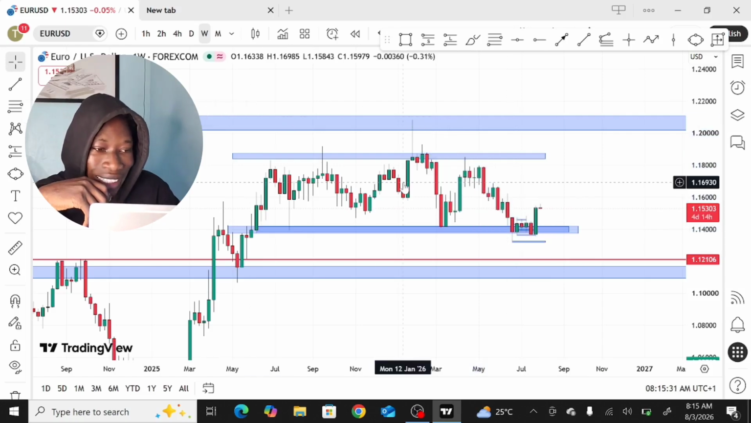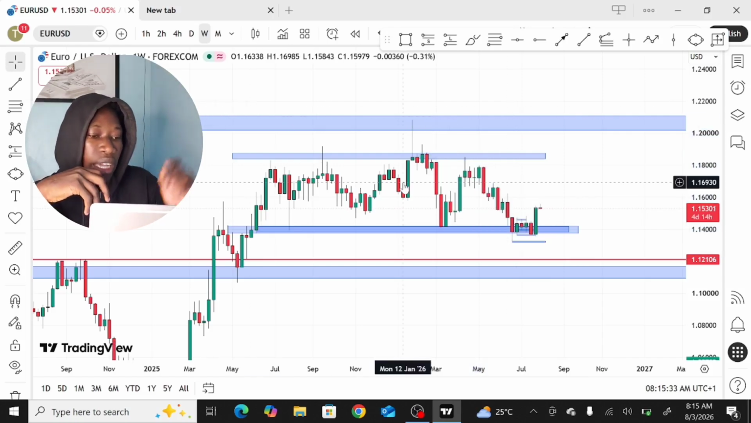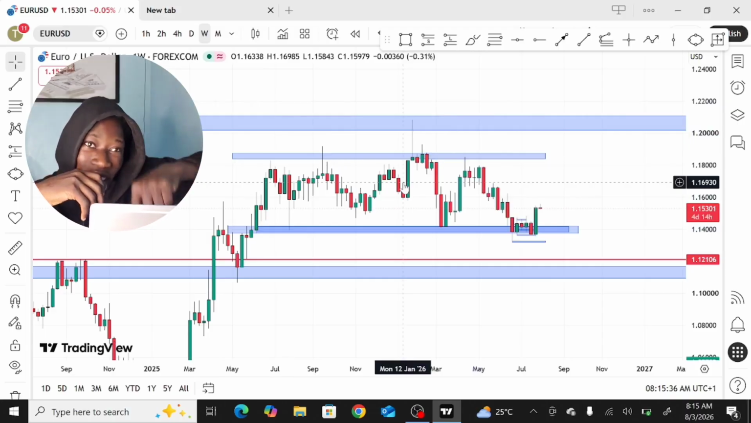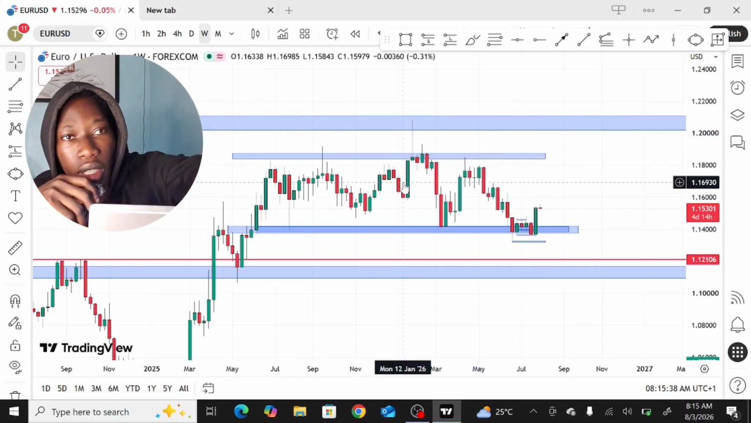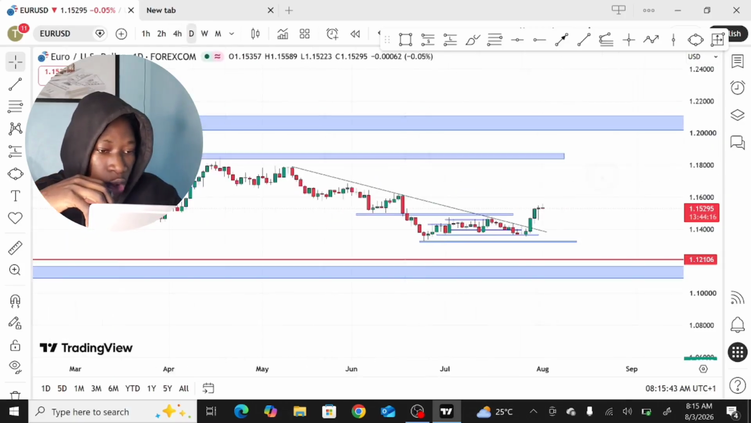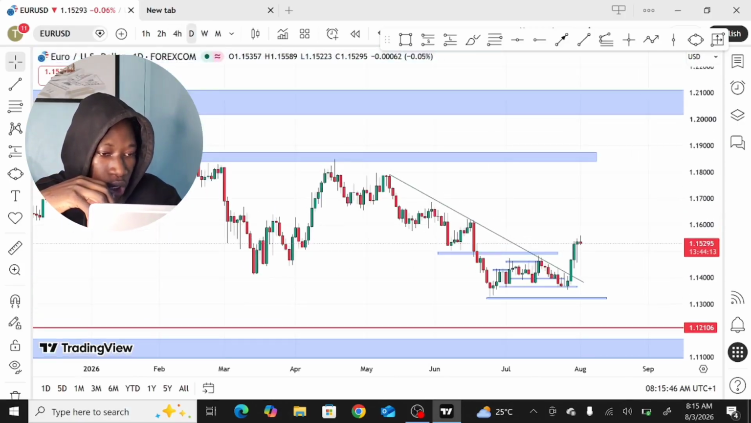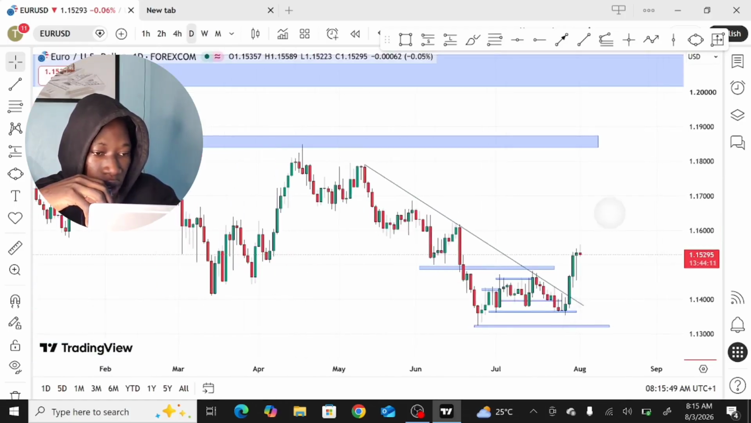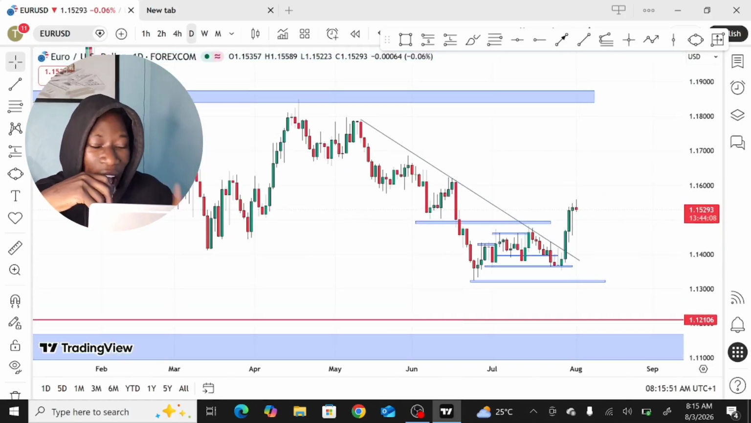Now let's go to the daily time frame to see if this market is going to continue buying. Let's now look at the current trend of the market. Let's go to the daily time frame. Very good. This one will give a better explanation, right? So if you check now, I called a trade last week, right?